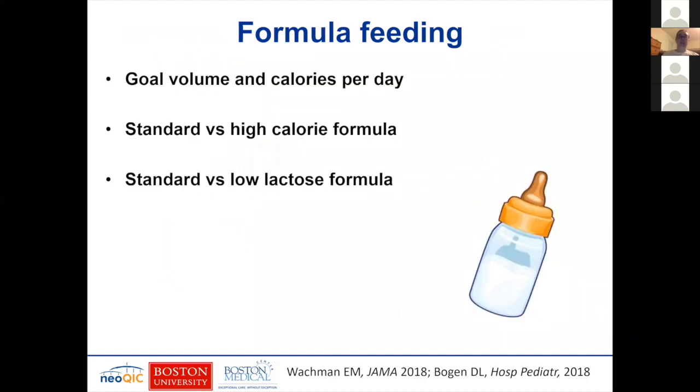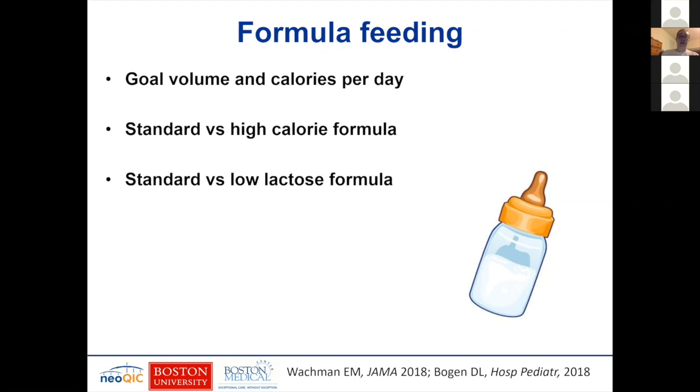For formula feeding, a couple of things to keep in mind: we have partnered with our nutrition colleagues to have a goal of volume and calories per day, so they're consulted on all of these babies. There's not a lot of data to support standard versus high calorie formula. There was one study by Deborah Bogen's group that did support use of a higher calorie formula. We at Boston Medical Center previously were using a high calorie formula. We have recently switched to starting with standard 19 calorie, and about half of our kids end up being fortified within the first couple of days.